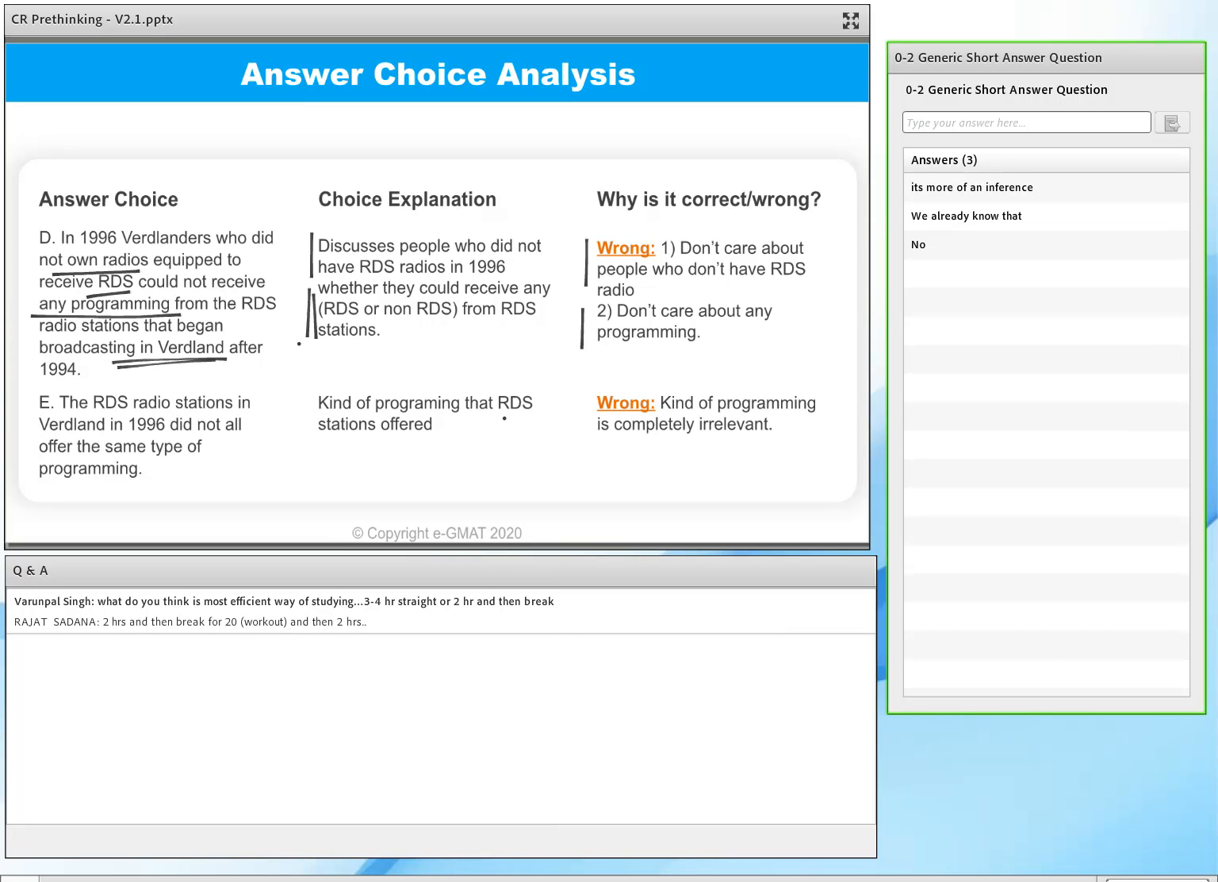It's also not an inference. This is new information, I would say. It's just not linked to my conclusion. We didn't know that they probably could receive non-RDS programming. Now with this answer choice, we know that they could not receive any programming. So there is new information. I wouldn't say this is an inference. Okay, it's just not an assumption.